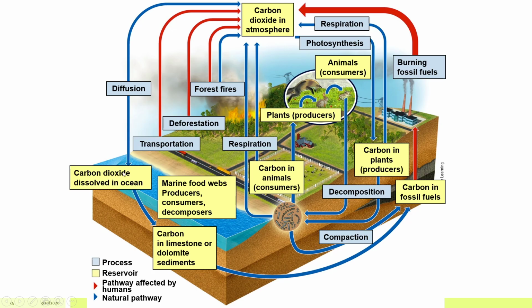As carbon dioxide is dissolved into the ocean, that carbon eventually makes its way into limestone or dolomite, and is released by carbon in fossil fuels. That burning of the fossil fuels releases that carbon back into the atmosphere. So you get an idea here, all of the red, this one's a big one. This is a huge amount of carbon that we're releasing just by burning fossil fuels.